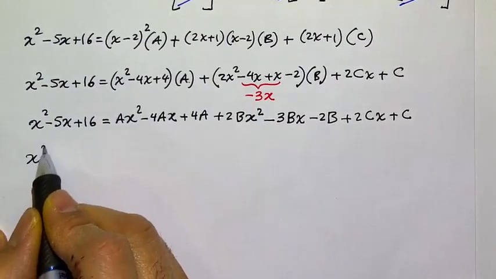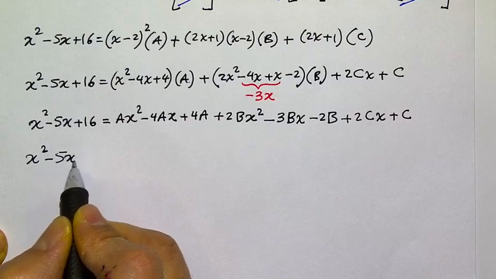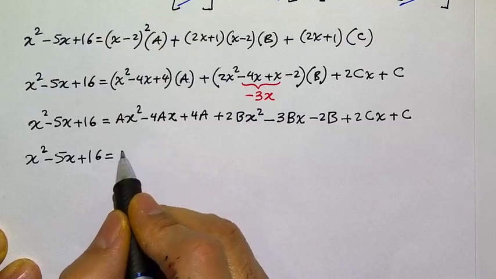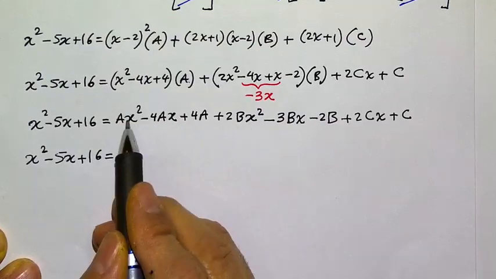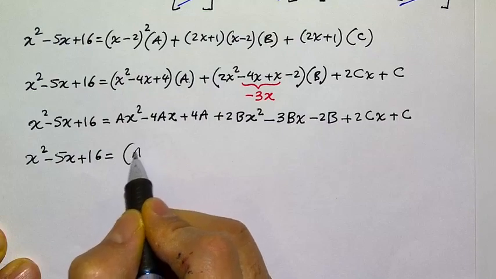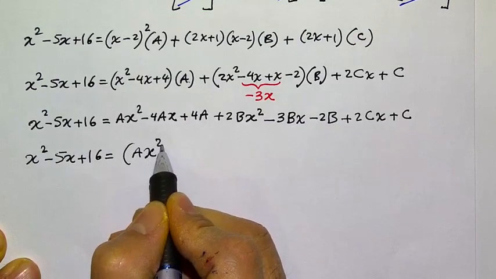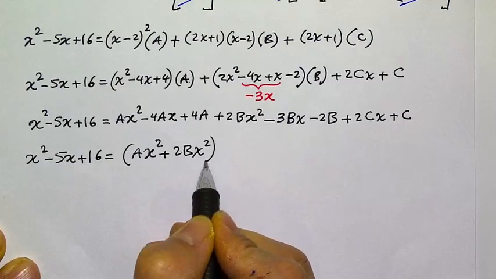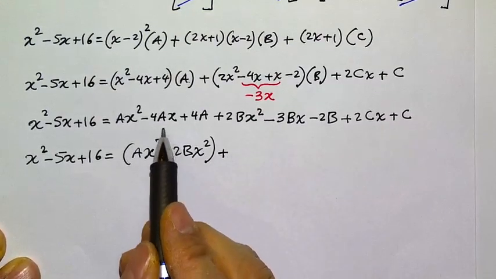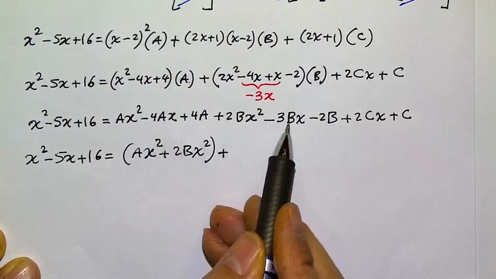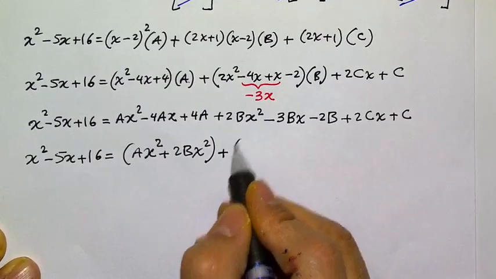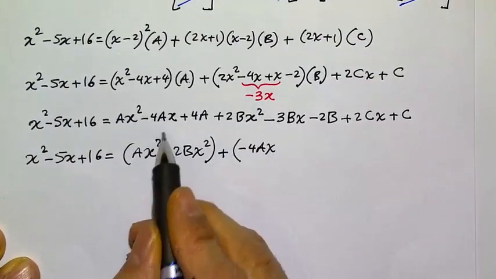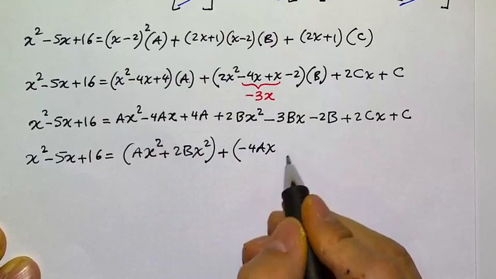So let's do that. x squared minus 5x plus 16 equals, on the right side, we have two terms that have x squared in them, right? So let's group them in a parenthesis. So ax squared plus 2bx squared plus, now we're going to group anything that has x in it. This one, and that one. Three terms have x in them, right? Minus 4ax, that one. Minus 3bx.